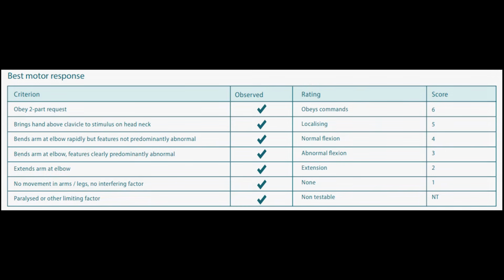To enter the neuroprognostication pathway as per CCS guidelines, consider neuroprognostication if motor GCS is less than or equal to 4 at 72 hours post-ROSC or rewarming.